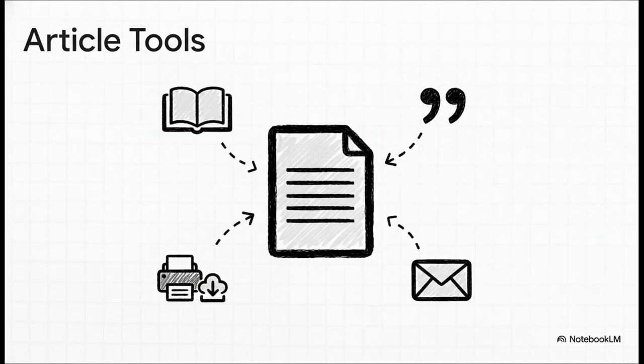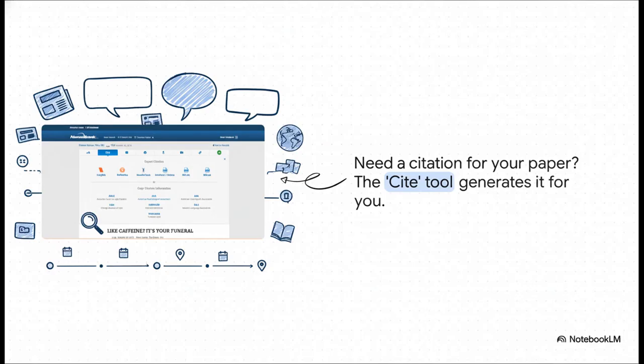Right from this screen, you've got a bunch of options. I mean, you can read the full article, obviously, but you can also generate a citation, print it, or download it, or even just email it right to yourself or a friend. Now, for anyone out there doing academic research, this next part is an absolute lifesaver. This cite tool, you just pick the format you need, like APA, MLA, whatever, and it just generates the citation for you. You can literally just copy and paste it straight into your bibliography.